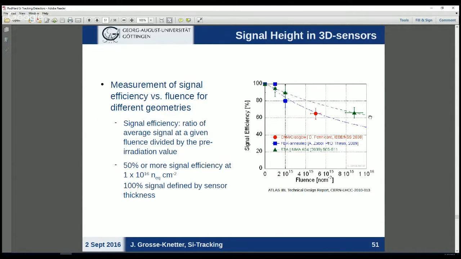So 3D detectors are a good candidate for future pixel detectors, and actually in some part of this fourth pixel layer in ATLAS, it was already implemented. So we have a good, let's say, guinea pig to test it out.